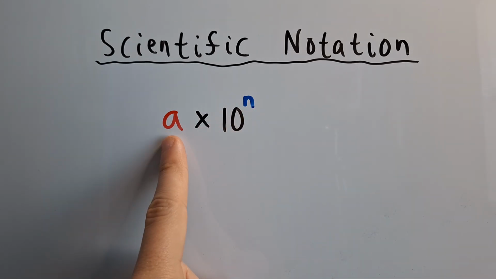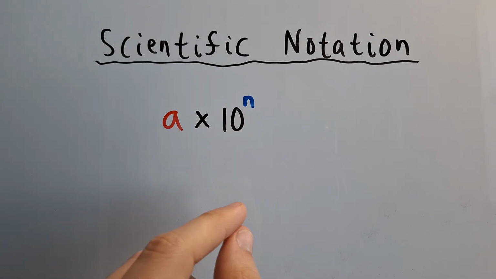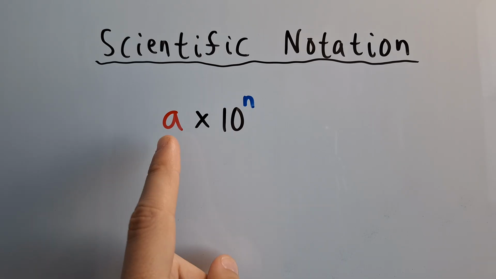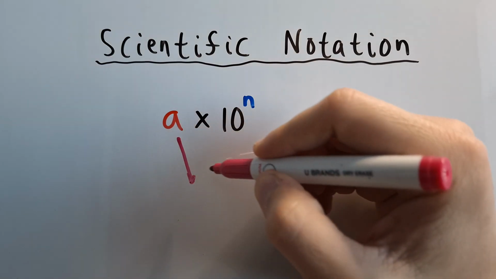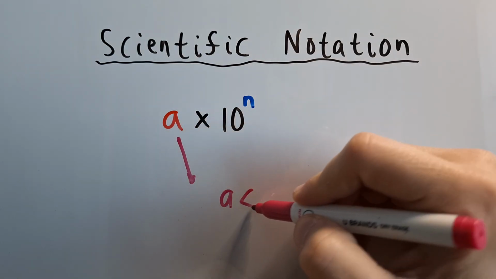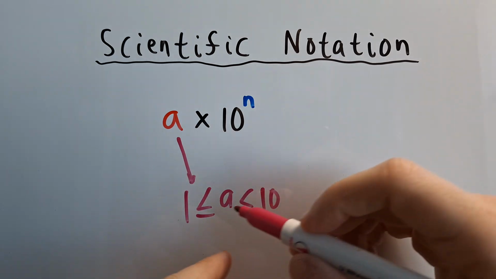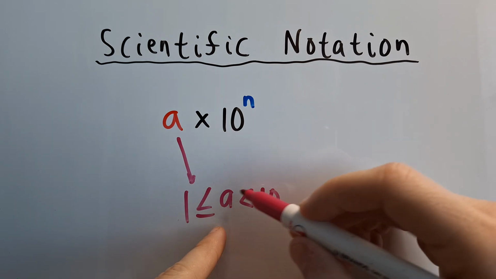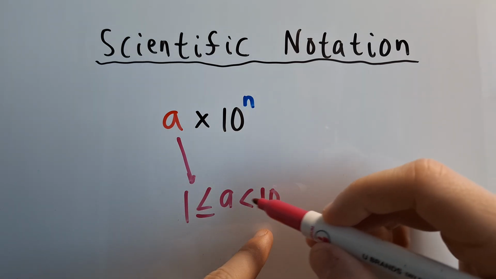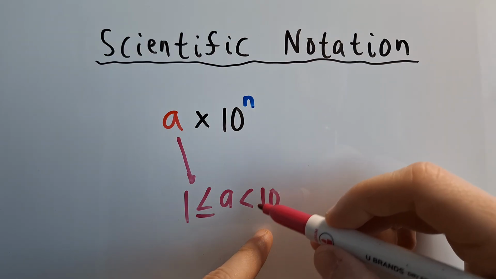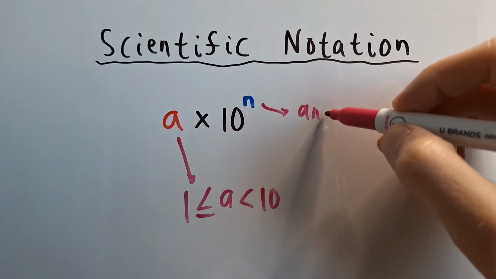A, in this case, is a number that is equal to or greater than 1. At the same time, that number is also less than 10. So to put that into perspective, A is in between 1 and 10. So it's any number that can also include 1, but it is less than 10. It cannot be 10, because if that were the case, we can go up a whole other place value. N is any integer.